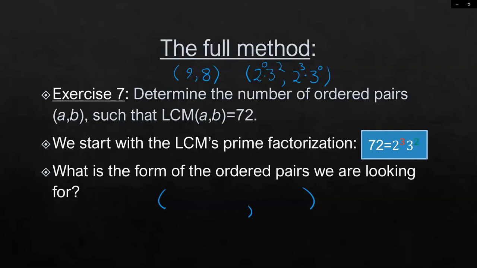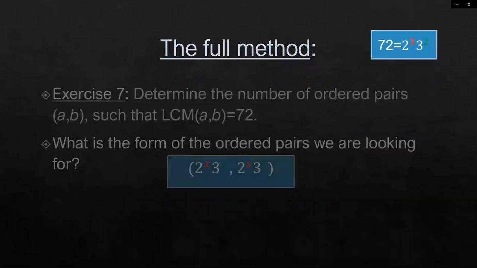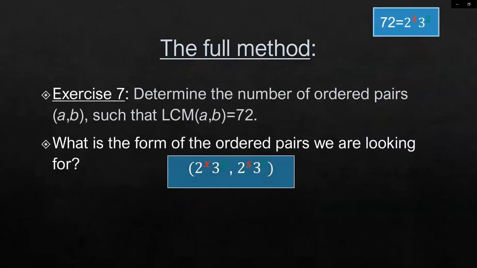So what is the most general way that I can write these pairs? It's going to be 2 to the x times 3 to the y, and 2 to the t times 3 to the s. Okay, same format we were working with. They're going to look like this. And then we just have to figure out what the possibilities are for x comma s and y comma t.